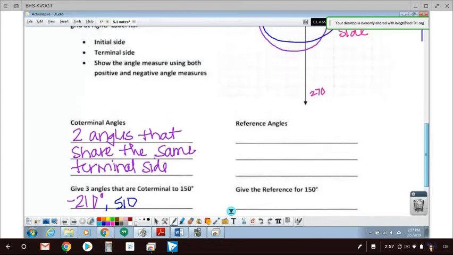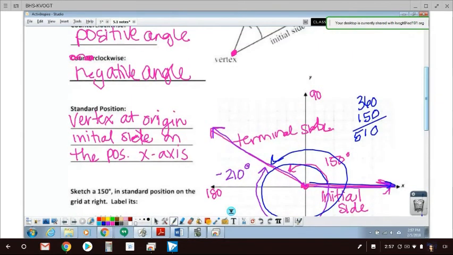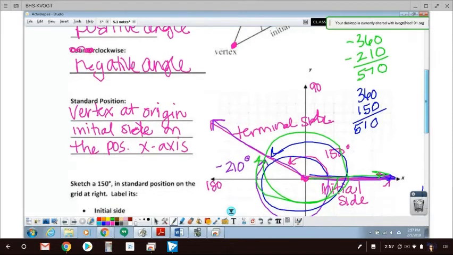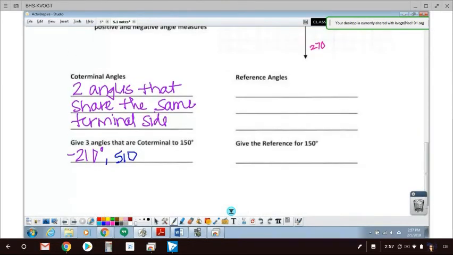And I could also, in line with my purple one, subtract another 360. So I could start here and go backwards and then around another 360. So if I had negative 360 and a negative 210, I'd be at negative 570. And I can do that too. Okay, so really, there are infinitely many coterminal angles because you can just keep spinning forward and backwards until you get the ones that you want.